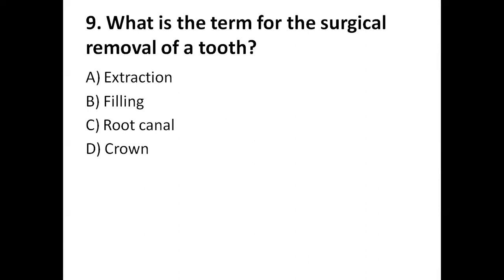Number nine, what is the term for the surgical removal of a tooth? Surgical removal of a tooth. So make a good elimination and choose the correct answer. Okay, let's go. A is extraction, B, filling, C, root canal, and D, crown. Okay, so here the answer is extraction, to extract something, remove something. So removing a tooth is extraction.